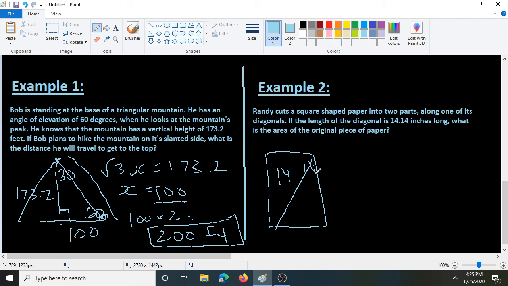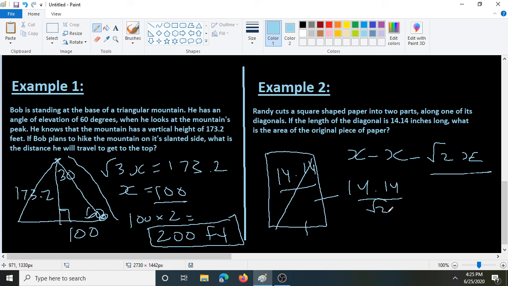So remember, the sides of a 45-45-90 right triangle are in the ratio of x to x to root 2x. We are given the length of the hypotenuse, which is the root 2x. We can divide this value by root 2 to find the value of x, which is one of these sides. 14.14 divided by root 2, where root 2 is just 1.414, is just 10. So this side is 10 inches and this side is 10 inches.